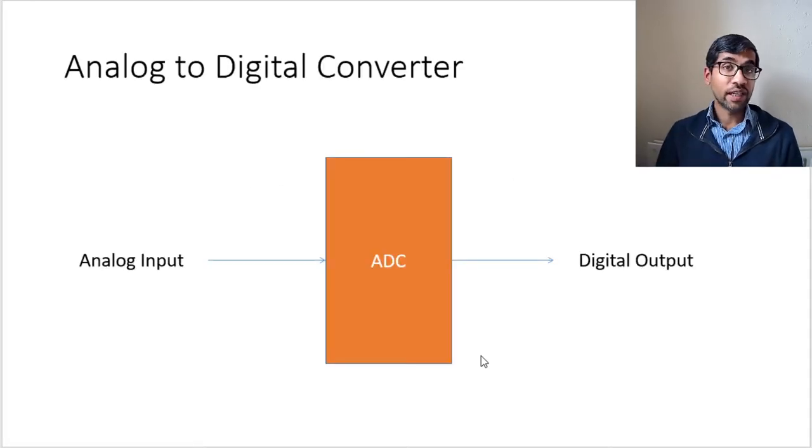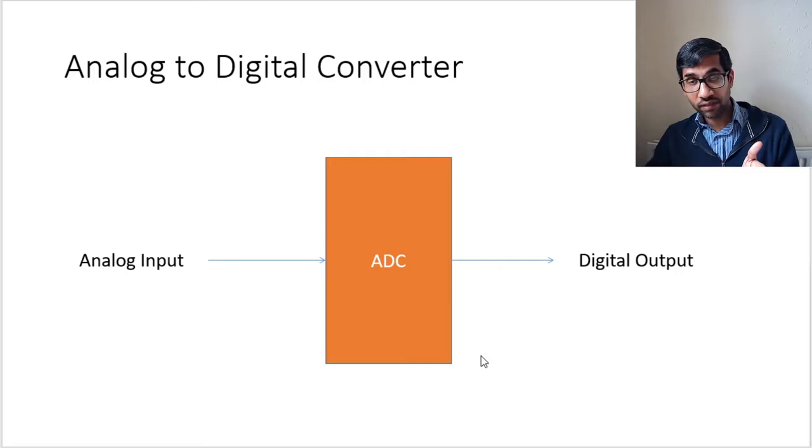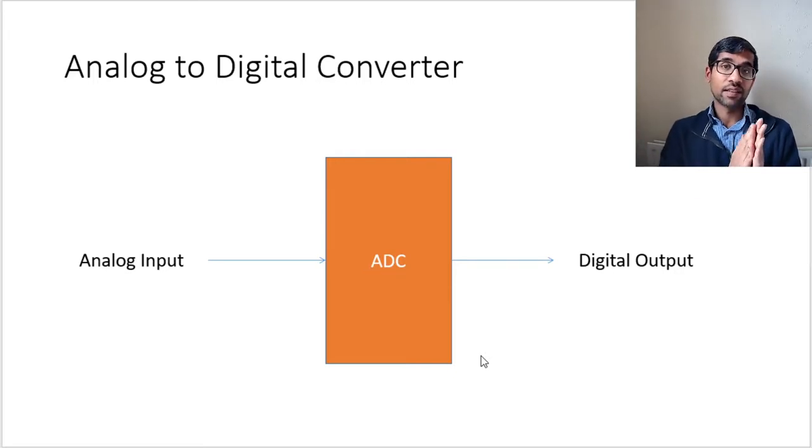So, we were looking at the analog to digital converter in the previous videos, and we said the analog to digital converter converts an analog input into a digital output, and this needs two steps, right? One of the steps is sampling, which is basically discretizing the time axis, and the other step is quantization, which is discretizing the amplitude axis.